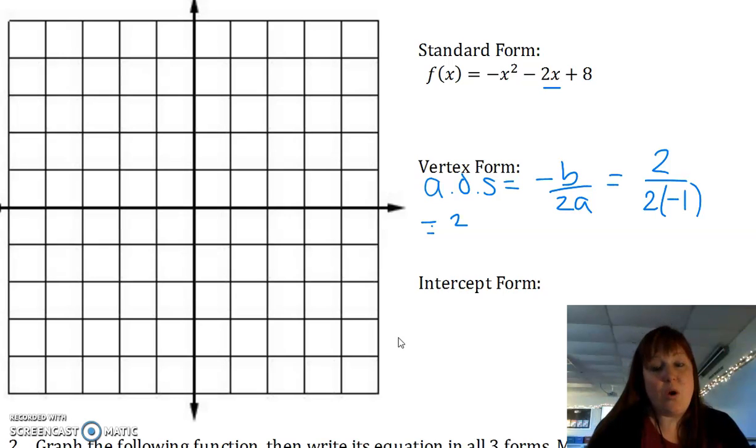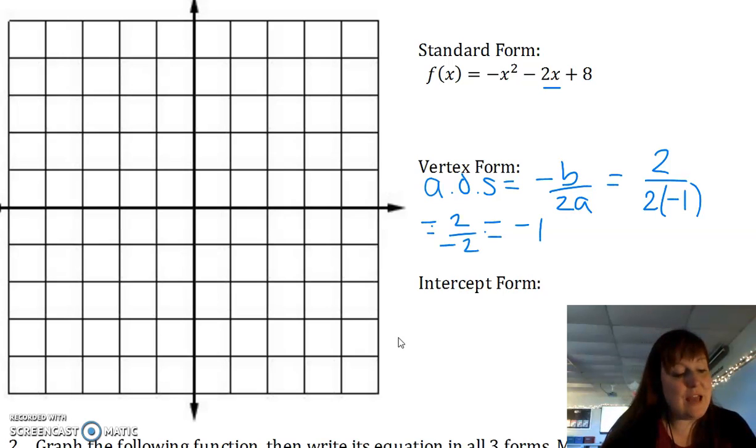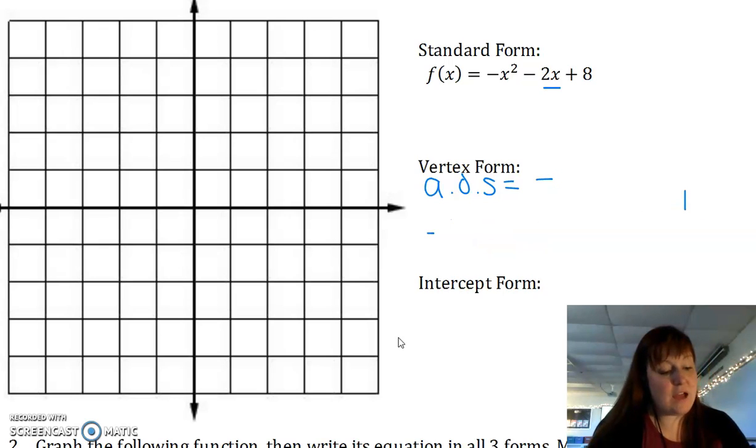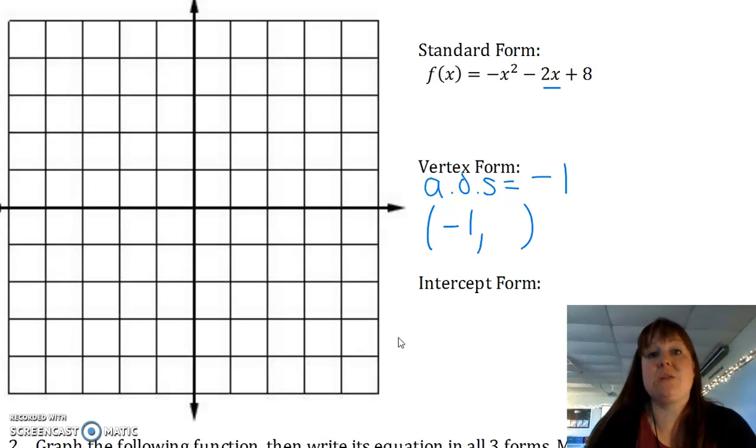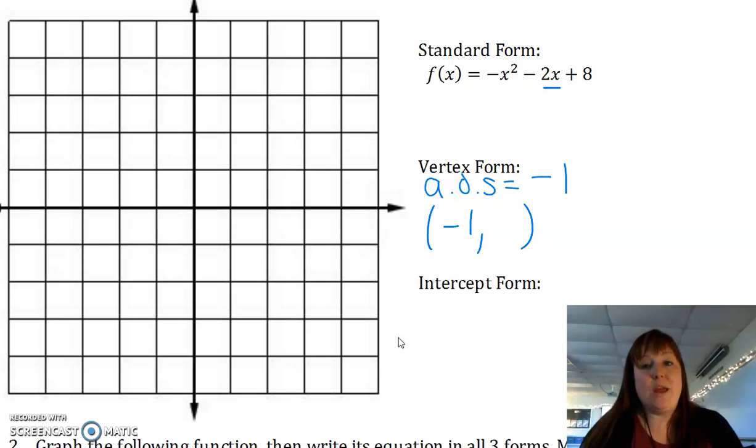Okay, all of that work is just to find the axis of symmetry. And the axis of symmetry is the x coordinate of our vertex. So the axis of symmetry is negative 1. That means my vertex is at negative 1 something, right? Because it's a point on a graph. So I have to figure out what that something is. And to find that something, I plug negative 1 back into the function. So I say when x equals negative 1, what does y equal?